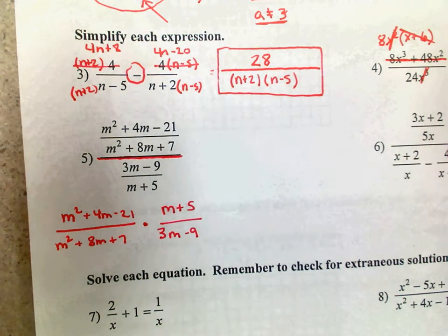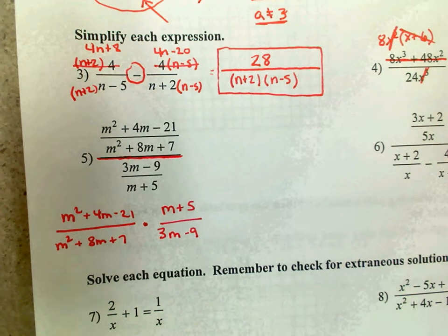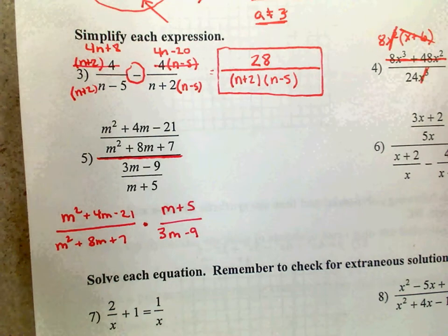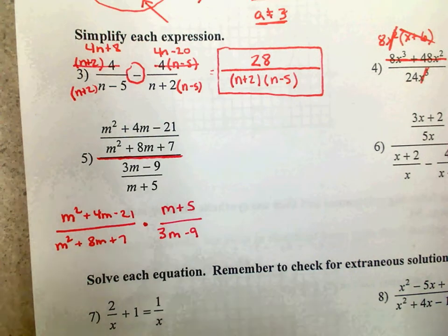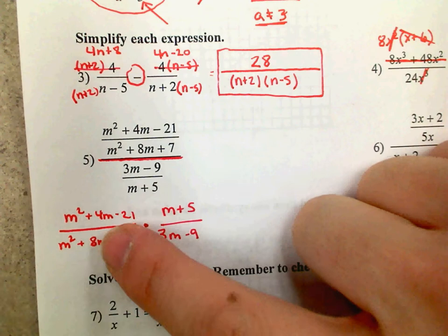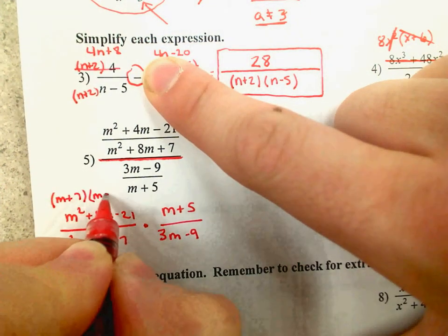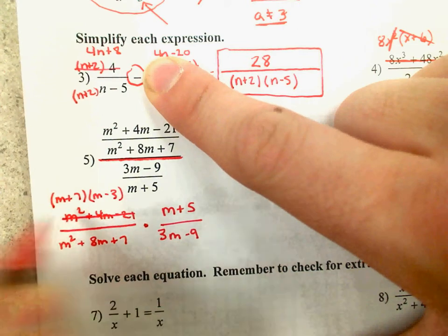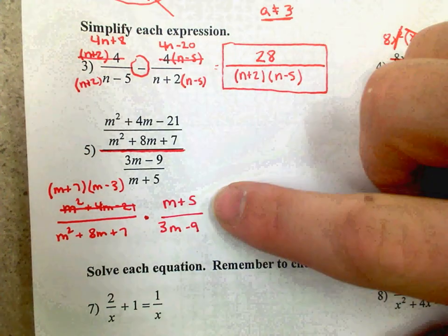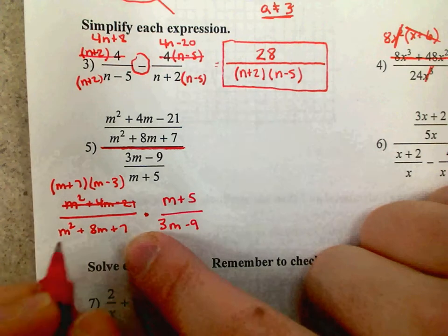We try to factor out anything we can. It appears that all but one of these will actually factor at least a little bit, and then anything that's in common will cancel and move on. So at the top I see that I'm looking for factors of negative 21 that add up to 4. That would be 7 and negative 3. 7 times negative 3 would be negative 21. They'll add up to 4. There's nothing you can do with m plus 5. Now on the bottom we have factors of 7 that add up to 8. 7 and 1, that's all you have.